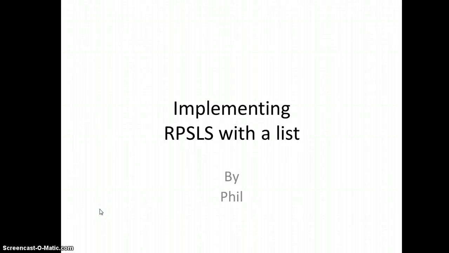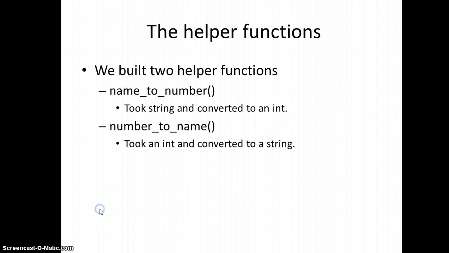Hi everybody, it's Phil again, and today I want to talk about using a list to improve our rock, paper, scissors, lizard, Spock program that we did in week 1 of the class. So let's think back to what we did. We had this game that had two helper functions. One was name to number, which took a string and converted that to an int, and the second one was number to name, which took an int and converted it to a string.